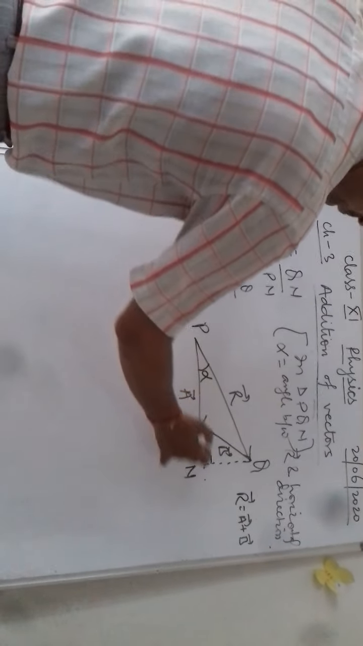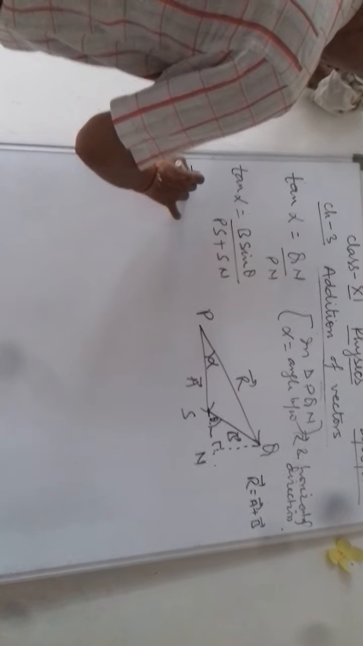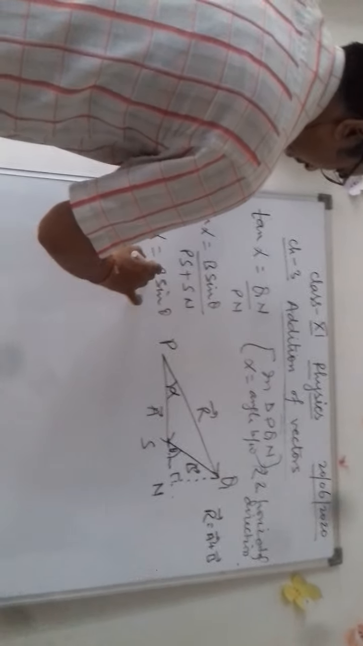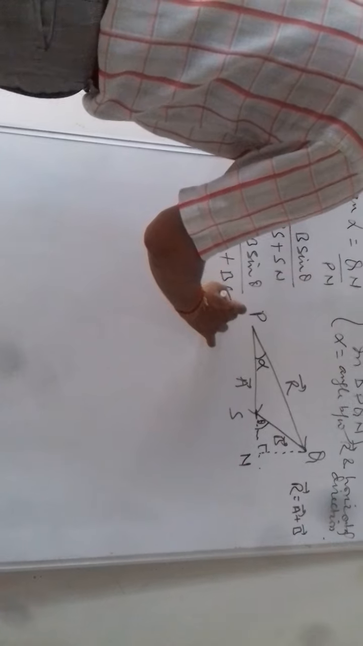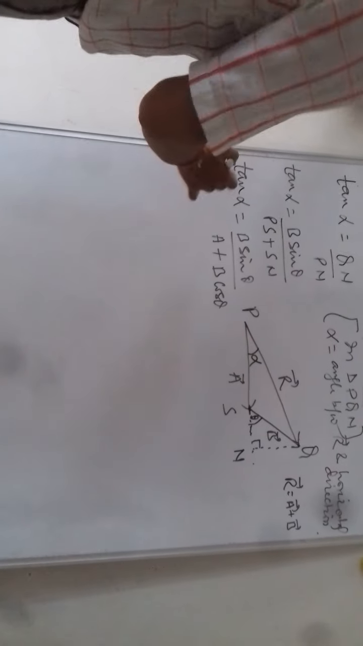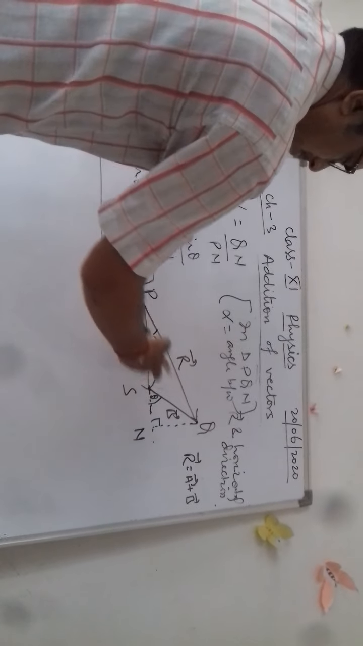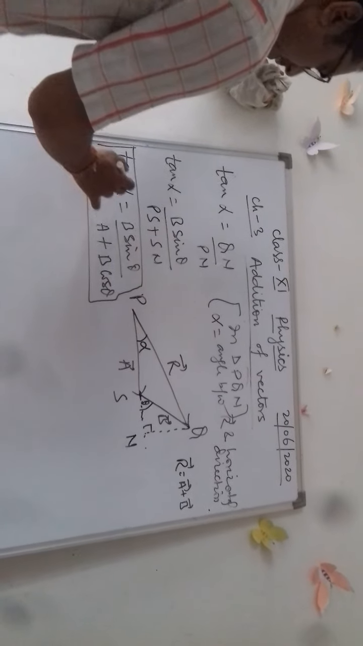PN is PS plus SN. So we can write tan alpha equal to B sin theta upon PS, which is A, plus SN, which is B cos theta. This value of tan alpha indicates the direction of the resultant vector of addition of two vectors A and B with the horizontal direction. This is tan alpha equal to B sin theta upon A plus B cos theta.